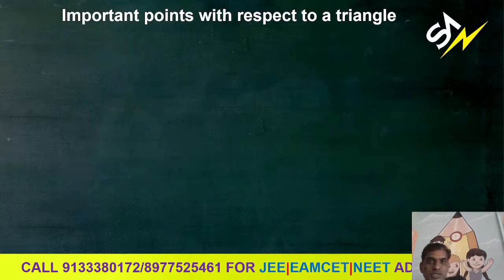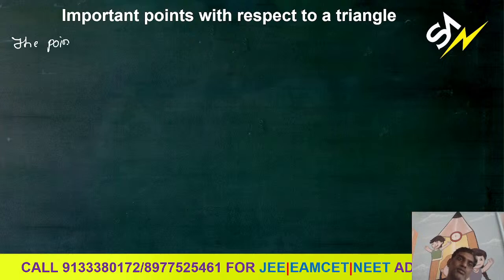Next, important points with respect to a triangle. Here, important points with respect to a triangle means we have already learned about triangles, right? We know about triangles, and in any triangle, if we want to talk about medians, we can draw three medians, and those medians pass through a single point. That means all the medians are concurrent. The point of concurrency of medians.